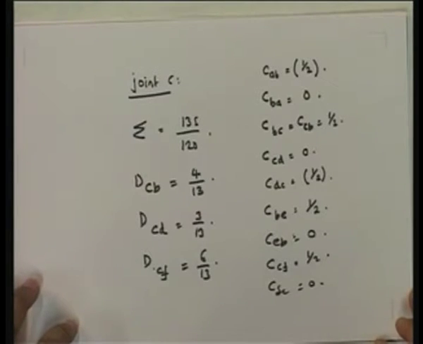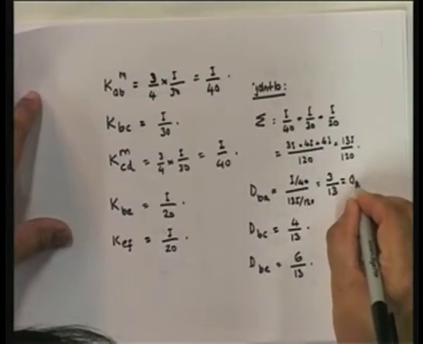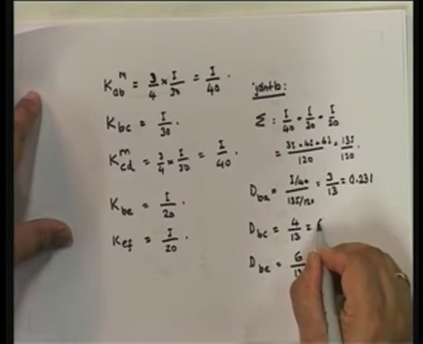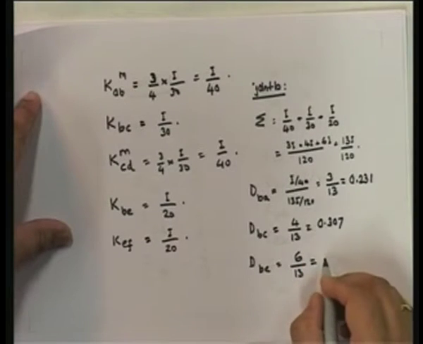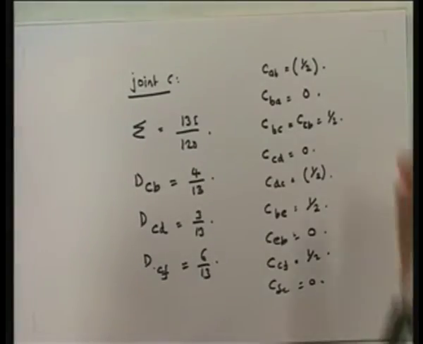We have the distribution factors. So, now let us look at the problem. If we look at that problem, what do we get? 3 over 13 is 0.231. 4 over 13 is 0.307. And 6 over 13 is 0.462. Similarly for these.